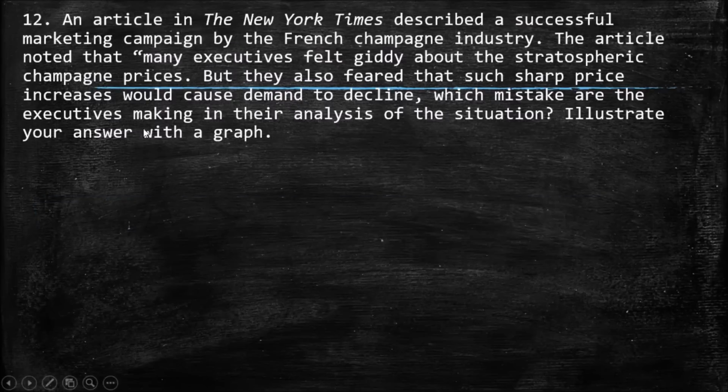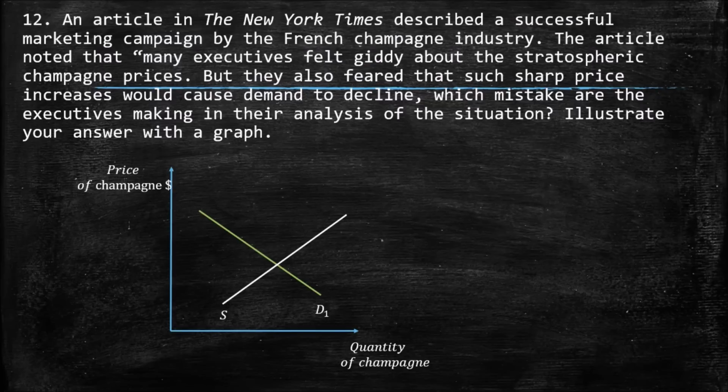The last one says an article in the New York Times described a successful marketing campaign by the French champagne industry. The article noted that many executives felt giddy about the stratospheric champagne prices, but they also feared that such sharp price increases would cause demand to decline. Which mistake are the executives making in the analysis of the situation? Illustrate your answer with a graph. So here we have the initial condition with the demand and supply. Those are the equilibrium price and quantity.